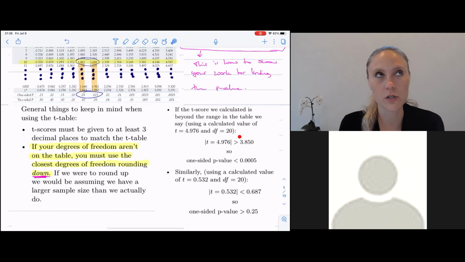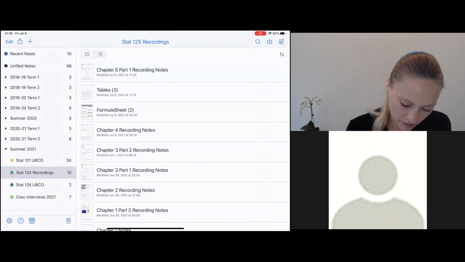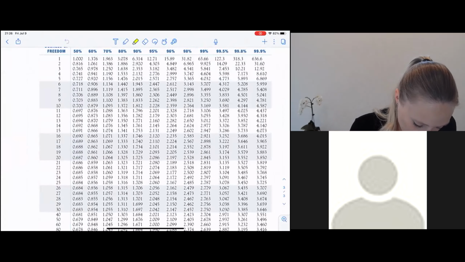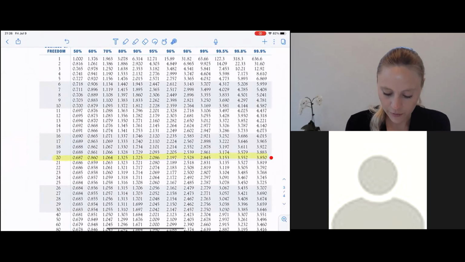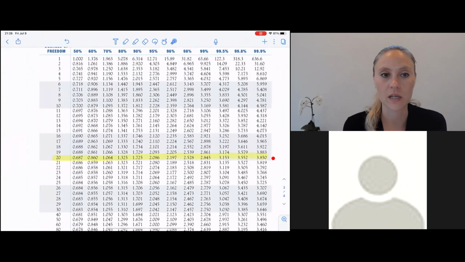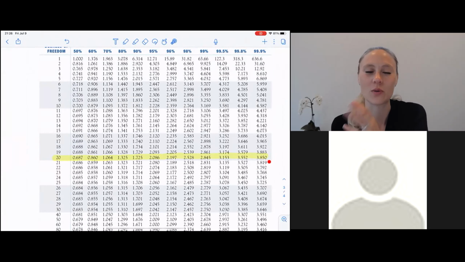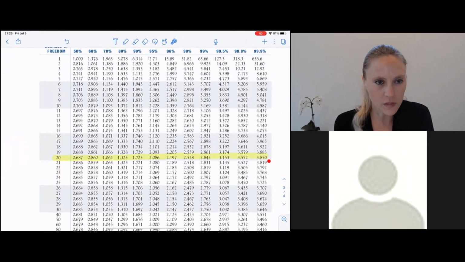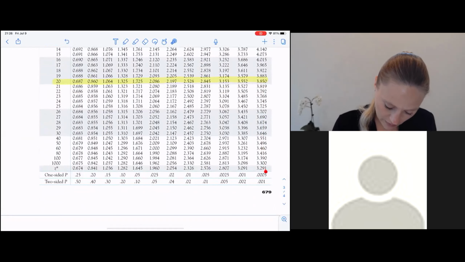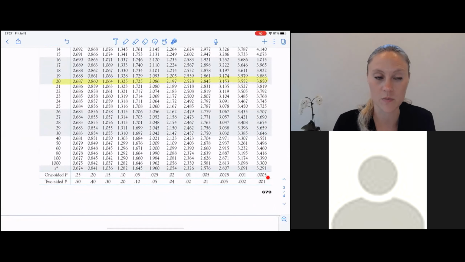Another thing, or another 2 things, that come up a lot is, what if our t-score is beyond the range of the table? So let's say we have 20 degrees of freedom and we calculate our t to be 4.976. We go to our table with 20 degrees of freedom and we calculated 4.9 something. That's okay. The t's keep going forever as well. They go till infinity, as well as the z's. So that can happen. It just means that the p-value is going to be really, really small. In fact, depending on if you have a 1 or 2-sided p-value, it's going to be smaller than this.